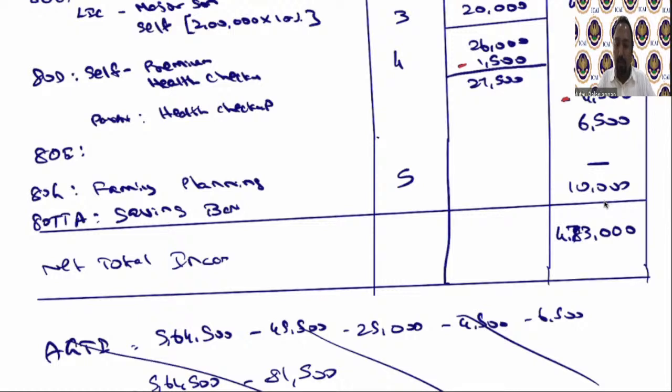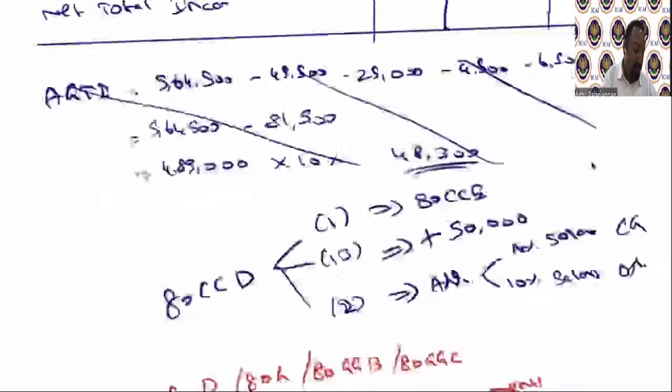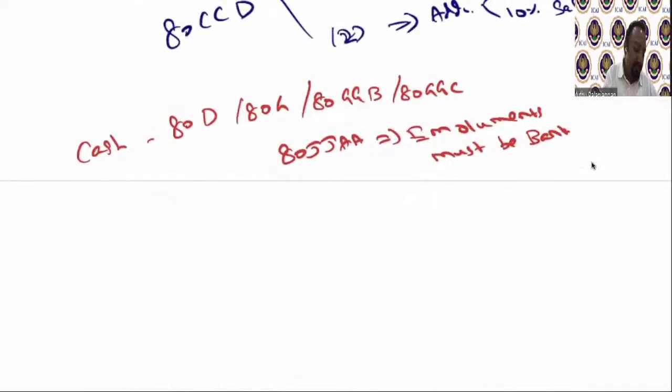Anirudh, so basically, the difference between insurance paid in 80C and 80D: 80C is life, 80D is medical, that is health.